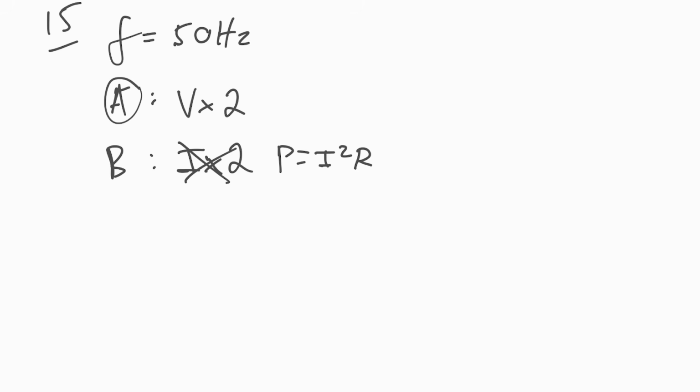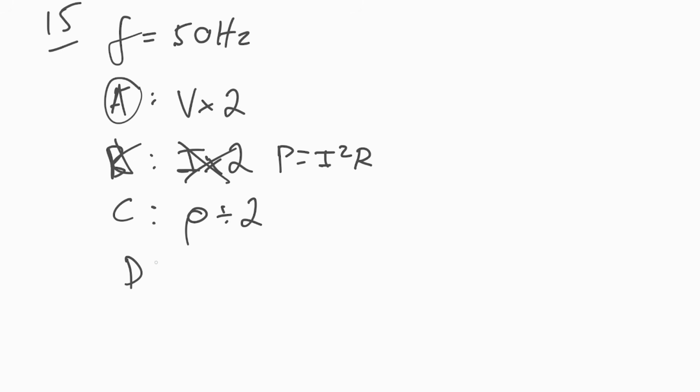Remember, we don't use P equals IV for power lost in cables. It doesn't work, because that V is not going to be the right V. So it can't be B. C, halving the resistivity of the material of the wires. Isn't that going to have the same effect as A? I don't know. Let's have a think about that.